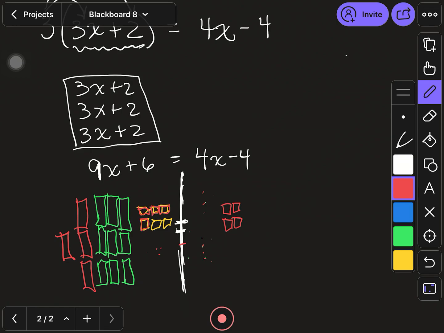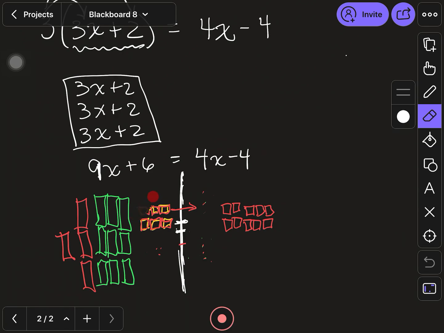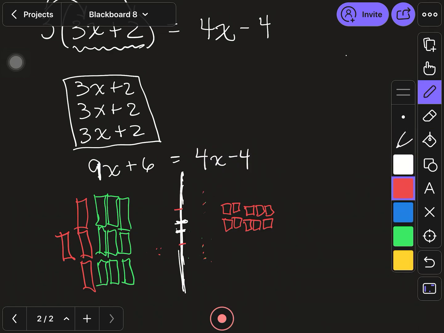So now these 6 unit tiles, which were once positive, are going to be 6 negative unit tiles added to the 4 negative unit tiles. So now what we have is 10 negative unit tiles. But before we're finished, we need to find some 0 pairs. So these guys make a 0 pair, these guys make a 0 pair, these guys make a 0 pair, and then this one and this one make a 0 pair.